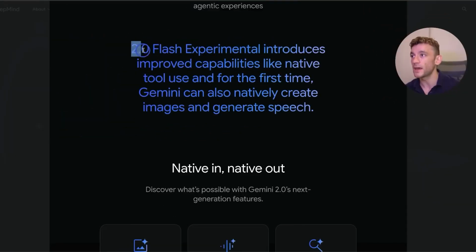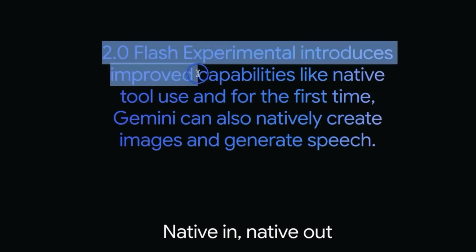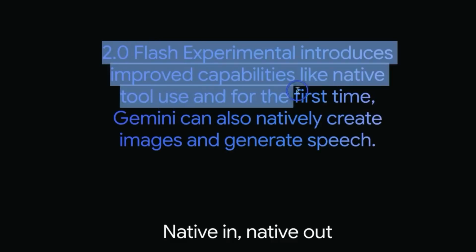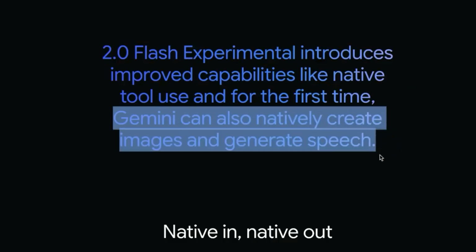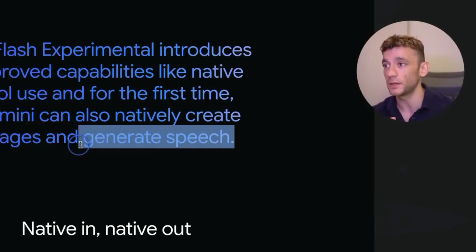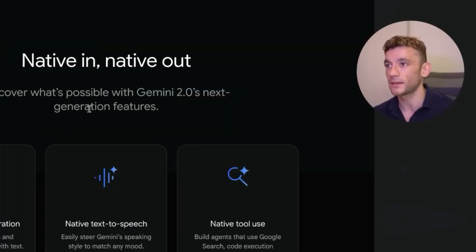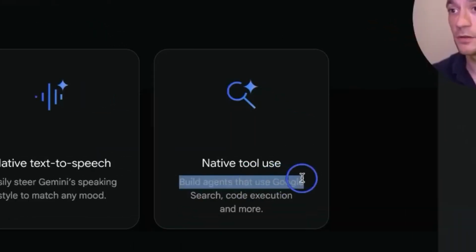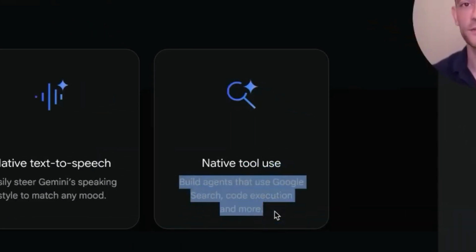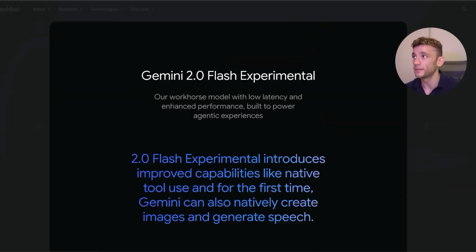So you can see here how they've explained 2.0 Flash experimental introduces improved capabilities like native tool use, and for the first time Gemini can also natively create images and generate speech, which is pretty wild. It can actually generate speech right now. You can't do that in ChatGPT, you can't do it inside Claude, but you can do this inside Gemini Flash 2.0. See here, you can generate images, text to speech, and you can also build out agents that use Google search and code execution, which has a lot of potential for different tools. We'll be coming on to that later, but this is a bit of a game changer.